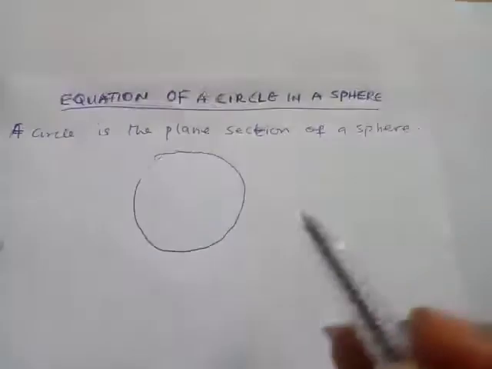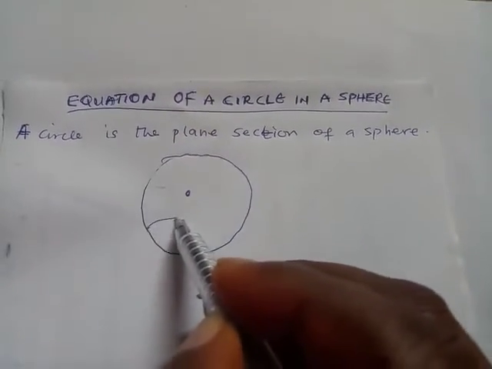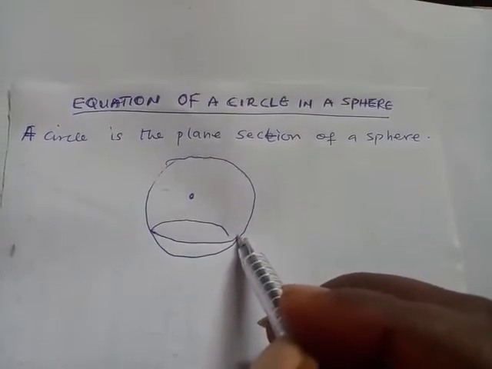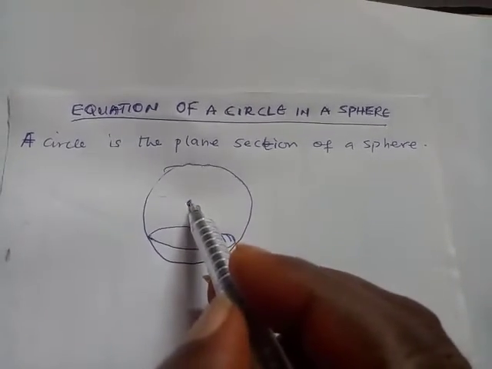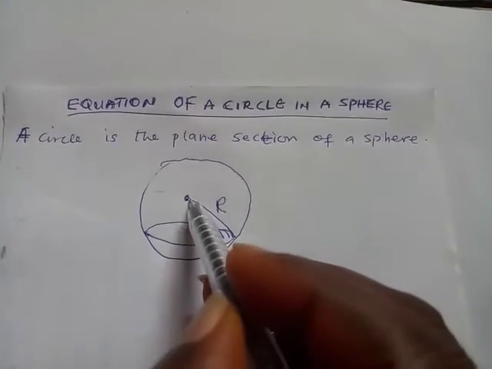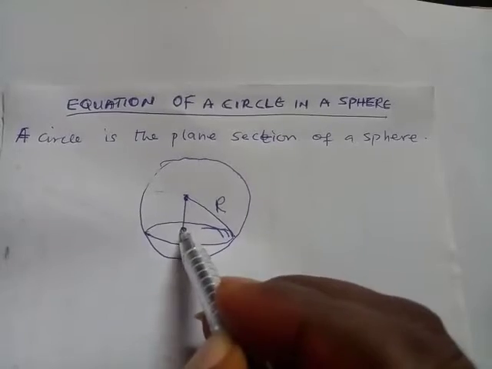let's assume that this is a sphere. This is the center of the sphere. This plane section here will become a circle. So this will be the radius of the circle. Let's put it as r, and this is the center of the circle.